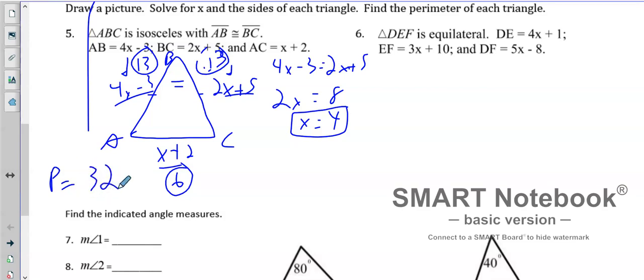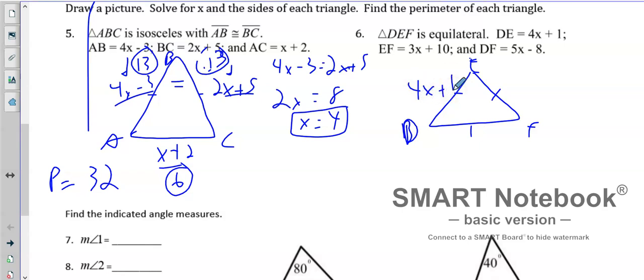All right, DEF is an equilateral triangle. So this one doesn't matter where I put the letters because that's not a D. They're all equal. So DE equals 4x plus 1. EF is 3x plus 10. And DF is 5x minus 8. I can set any two of these equal to each other. So 4x plus 1 equals 3x plus 10. I'm just going to do those two.